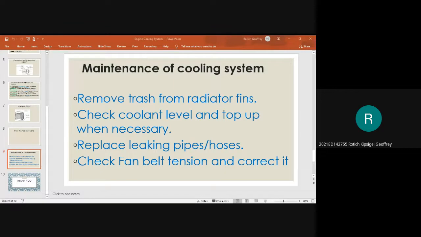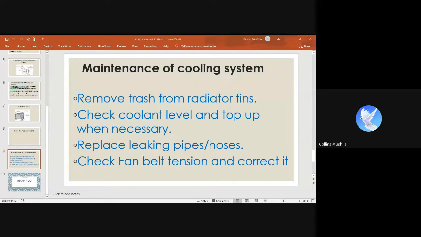Collins, can you get me? Can you hear me? Collins? Yes, sir. So, can you take us through the maintenance? Yes, I can get you. Yes, take us through the maintenance of a cooling system.